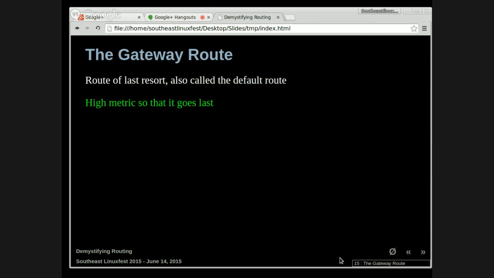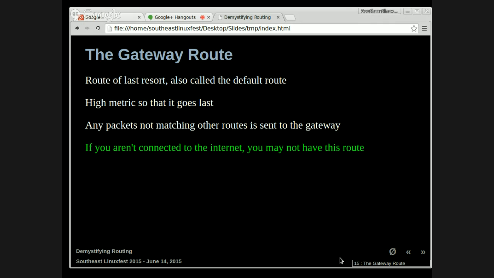Usually we give it a very high metric. If you recall from the diagram, the default route had a metric of 100, and the other routes had metrics of 0. So we only land on the gateway route. If you also saw, the net mask for the gateway route is 0. So it will be matched last no matter what you do, and it has the highest metric. So it's literally the very last route you will ever get to. So any packets not matching the other routes are sent to the gateway.